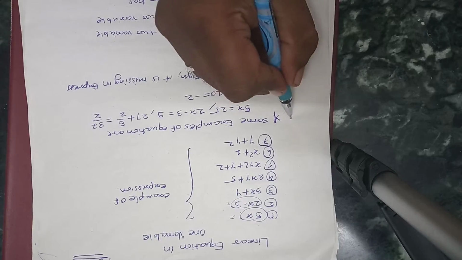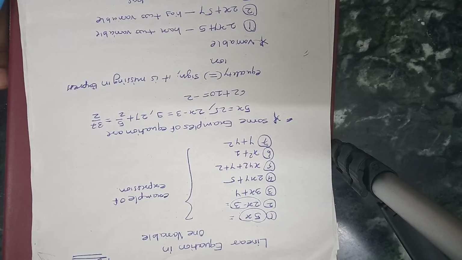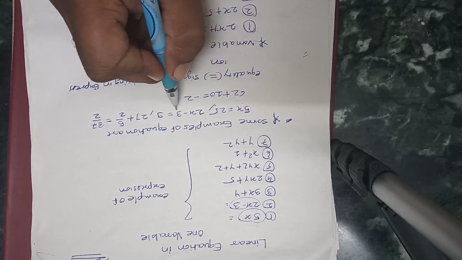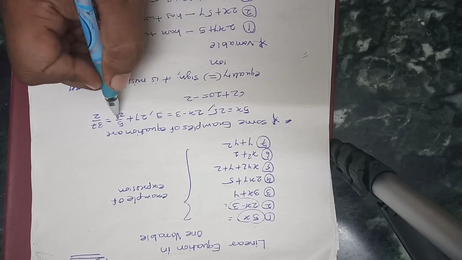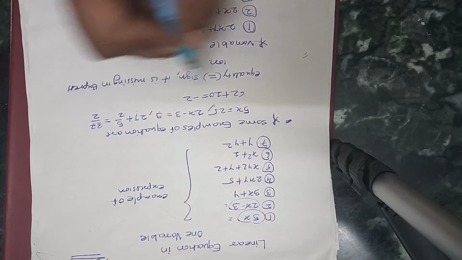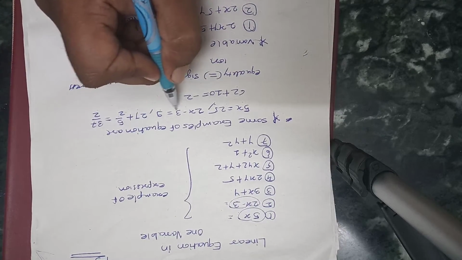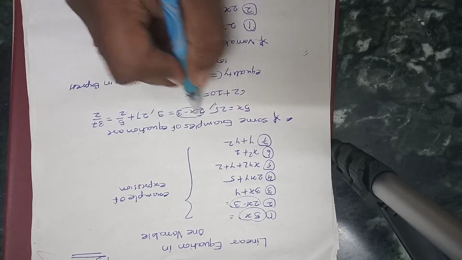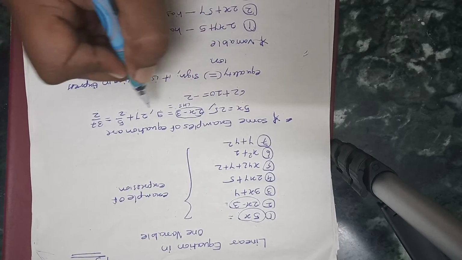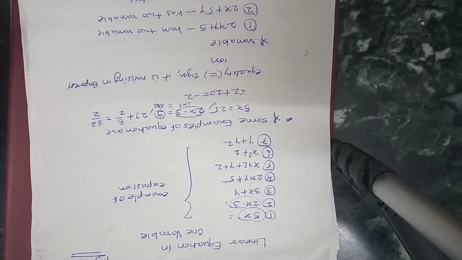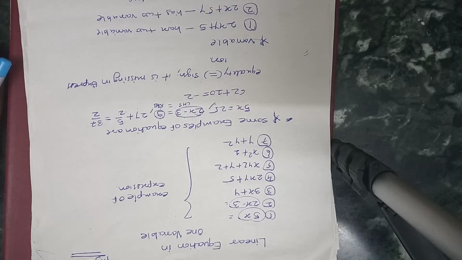Then in the second part I have written some examples of equation, that is 5x is equal to 25, 2x minus 3 is equal to 9, 2y plus 5 by 2 is equal to 37 by 2, 6z plus 10 is equal to minus 2. So in this case this part is LHS, then the equality sign, then RHS means this part. So when LHS is equal to RHS, it comes in equation. In expression, sorry, so that becomes expression.